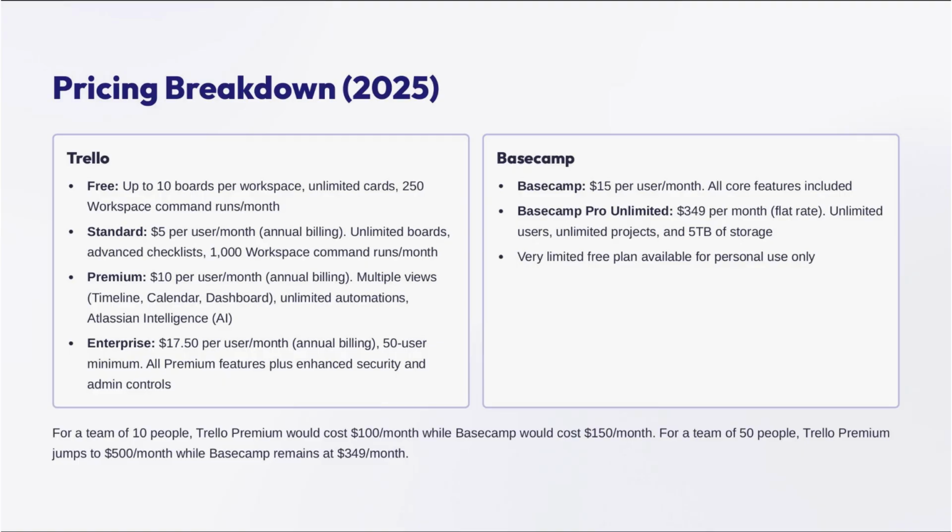Let's talk real numbers because this is where the decision often gets made. For a 10-person team, Trello Premium costs $100 monthly while Basecamp runs $150. But here's where it gets interesting: for a 50-person team, Trello jumps to $500 monthly while Basecamp stays at that flat $349 rate. There's a clear break-even point around 30 users where Basecamp becomes the more economical choice. The math is pretty straightforward once you know your team size.